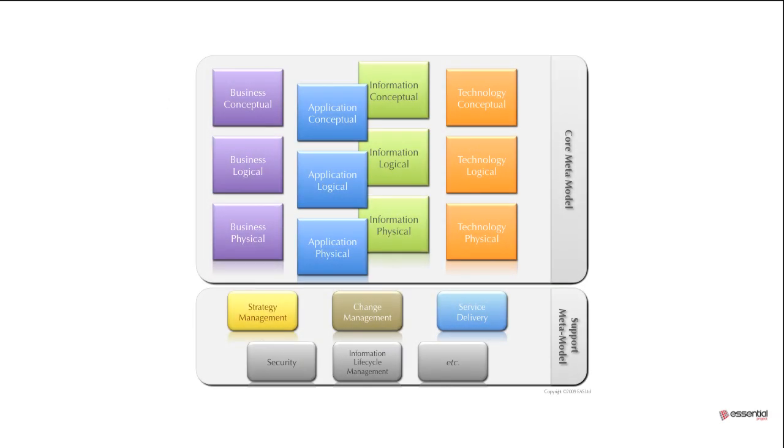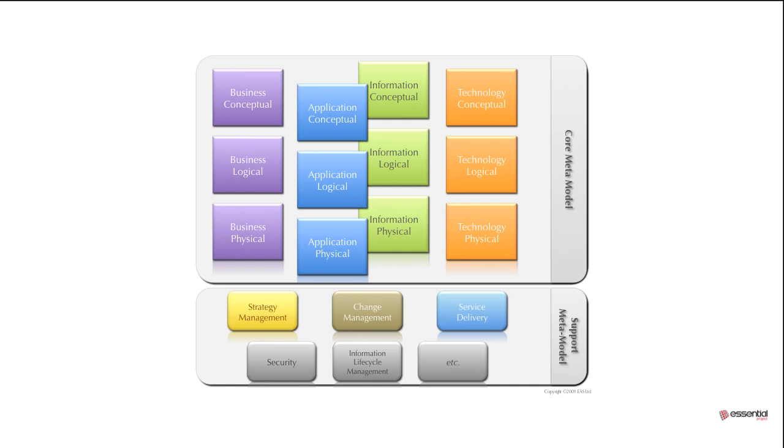This diagram shows the structure of the Essential architecture model. At the top, in the core model, there are 4 layers: business, application, information, and technology. Each one of those layers can be seen through 3 views: conceptual, logical, and physical. The conceptual view is of the what, the logical view is the how, and the physical is the actual implementation, so they're different levels of abstraction. And so the core model has 12 boxes, 4 layers, and then 3 views for each layer.